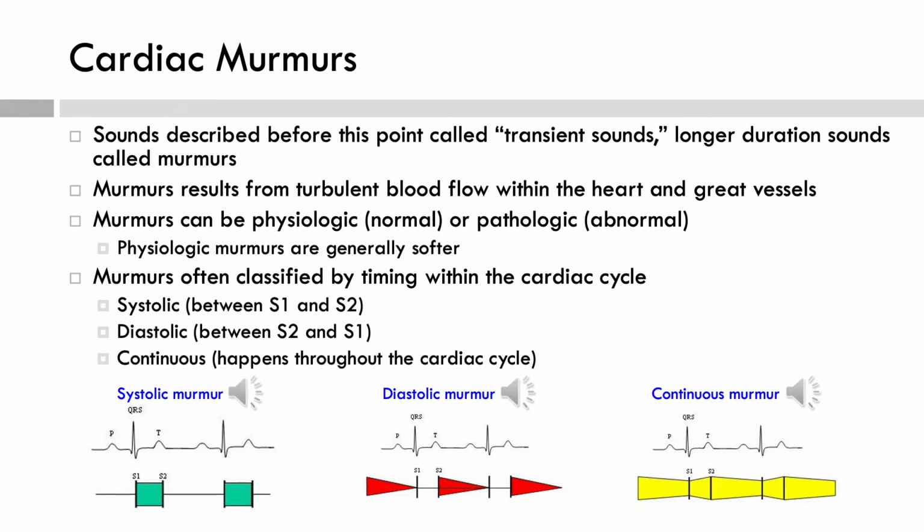Murmurs can be classified by timing within the cardiac cycle, and the first murmur we'll listen to is a systolic murmur. This murmur happens between S1 and S2.